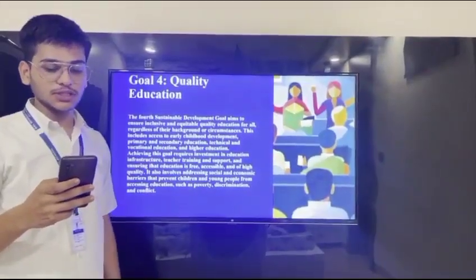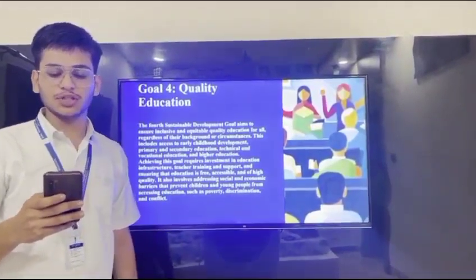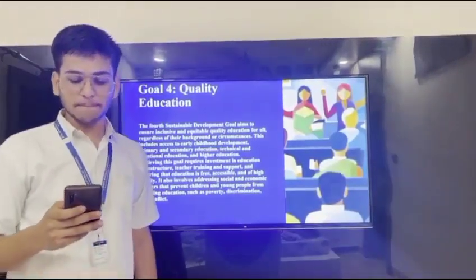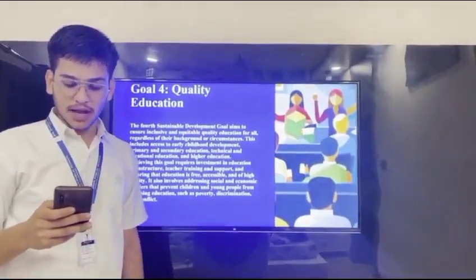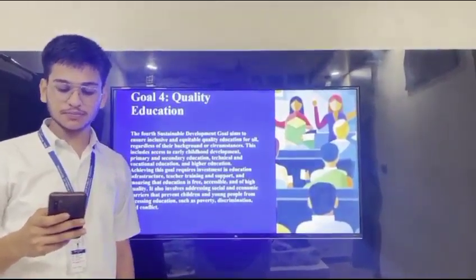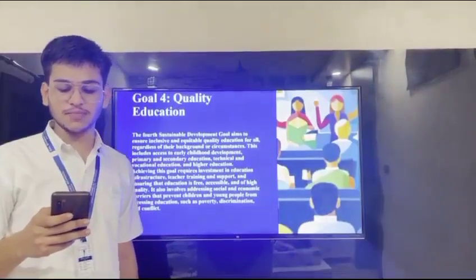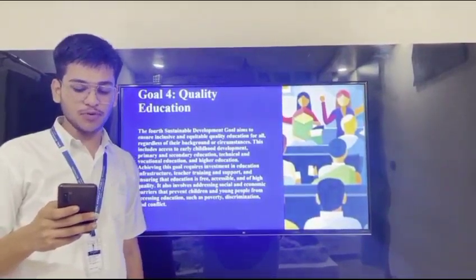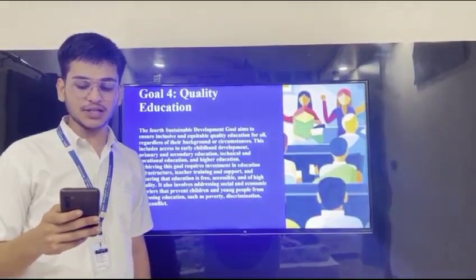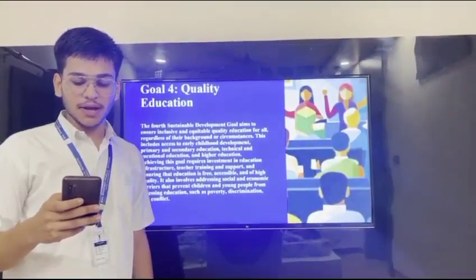Now, goal 4 is that, no matter their origin or circumstances, everyone should have access to inclusive and equitable quality education. According to the fourth Sustainable Development Goal, access to early learning, elementary and secondary learning, technical and vocational training, and higher education are all included in this. The infrastructure of education must be improved, teachers must receive training and assistance, and high quality education and free education must be made available to all.